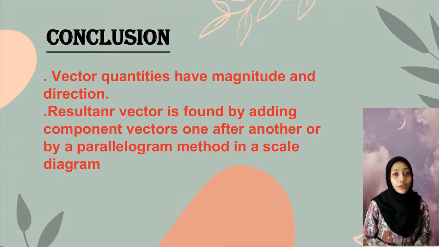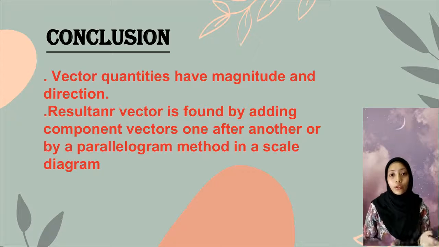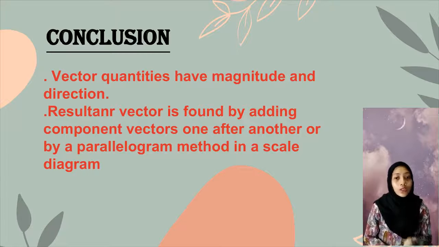Conclusion. Vector quantities have magnitude and direction. The resultant vector is found by adding component vectors one after another or by the parallelogram method in a scale diagram. Decide the type of quantities, and we must calculate the angle between two vectors using scalar.